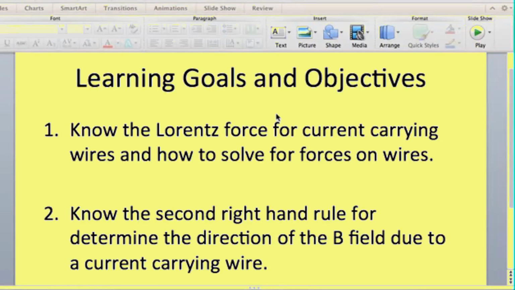Hi all, the purpose of this video is to go over current carrying wires and the Lorentz force. So our learning goals and objectives are to, one, know the Lorentz force for current carrying wires and how to solve for forces on those wires. And the second is to know the other right hand rule that determines the direction of the B field due to a current carrying wire.